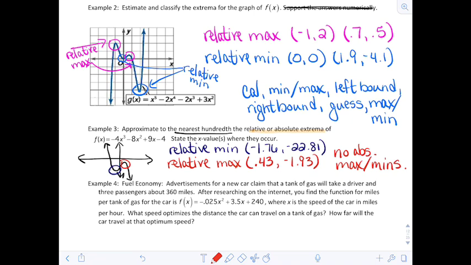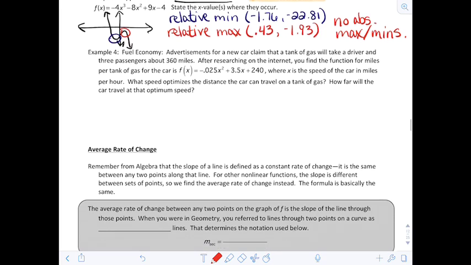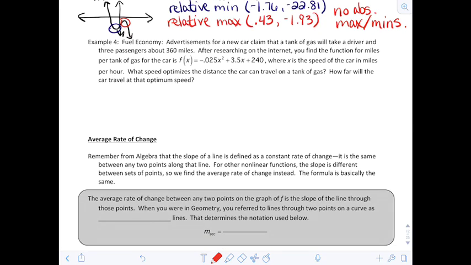Okay, so if we go ahead and apply the idea of extrema to help us solve some real-world examples, we have example 4 on fuel economy. So advertisements for a new car claim that a tank of gas will take the driver and 3 passengers about 360 miles. So it will go a total distance of 360 miles on 1 tank of gas. Okay, after researching on the internet, you find the function for miles per tank of gas for the car is this right here.